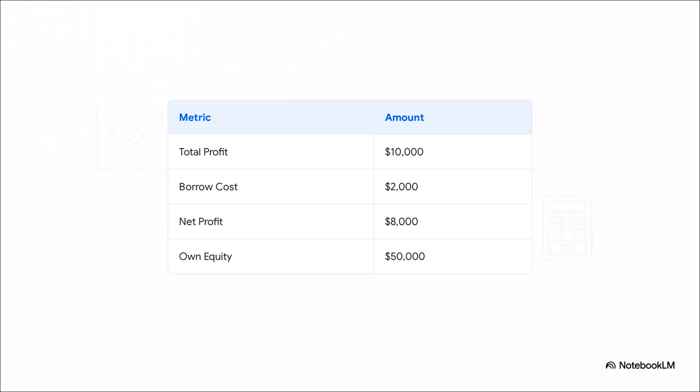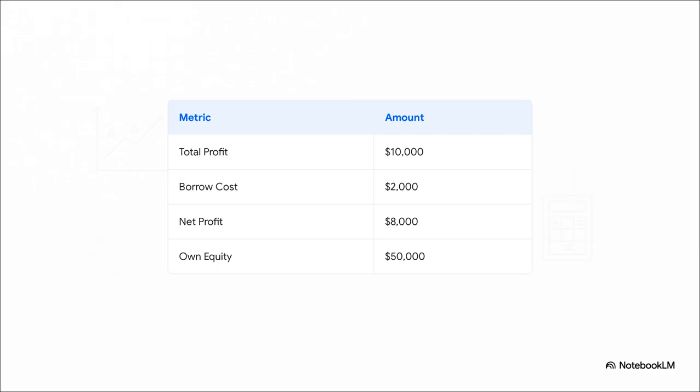Imagine you invest $50,000 of your own equity and you borrow another $50,000 at a 4% interest rate. Boom, you now have a $100,000 portfolio. Now, let's say that portfolio earns a 10% return. 10% of $100,000 gives you a total profit of $10,000. But wait, you have to pay your borrowing cost. 4% on the $50,000 you borrowed is $2,000. Subtract that from your profit, and your net profit is $8,000.